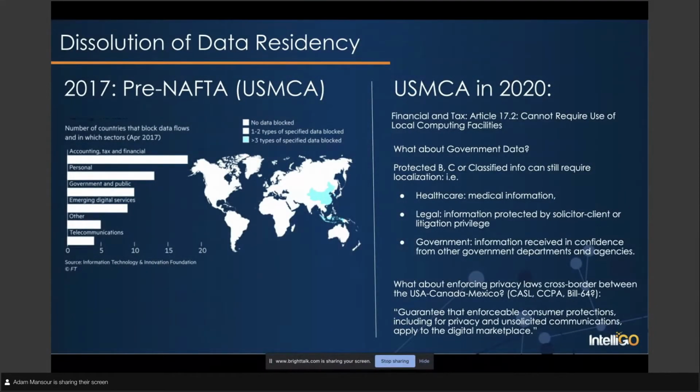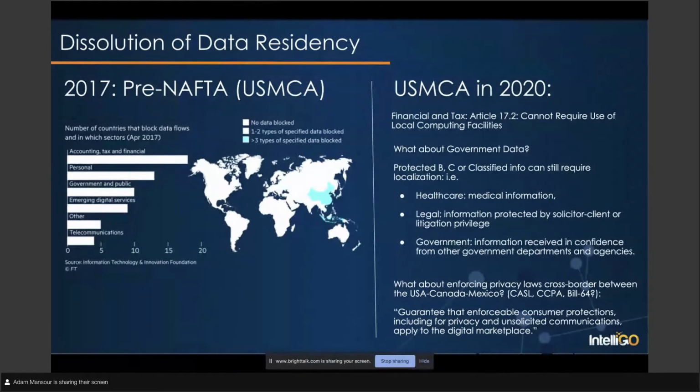There's also some very interesting ways that the agreement tends to pressure. You see a sentence at the bottom here, trying to guarantee that enforceable consumer protections, including privacy and unsolicited communications, apply to the digital marketplace. And what that really is interpreted to mean is that if there is a privacy regulation in the country that you're doing business with, then for their data that you're hosting, you should still apply those protections.